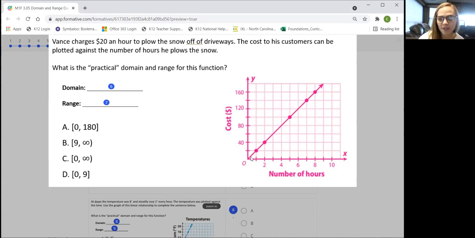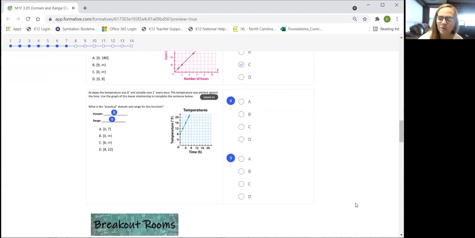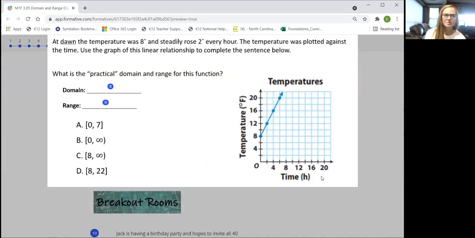So that has to be positive infinity. And then the range also starts at 0 on the y-axis. And then again, that arrow at the top is going up. So that would be positive infinity. So both of those are 0 to positive infinity, which is C. Okay, and you can see here that they have those parentheses now. Again, we can touch base on that when we get back to class.